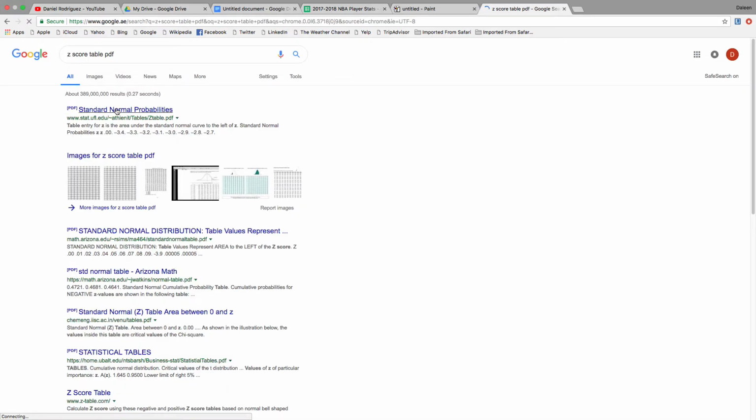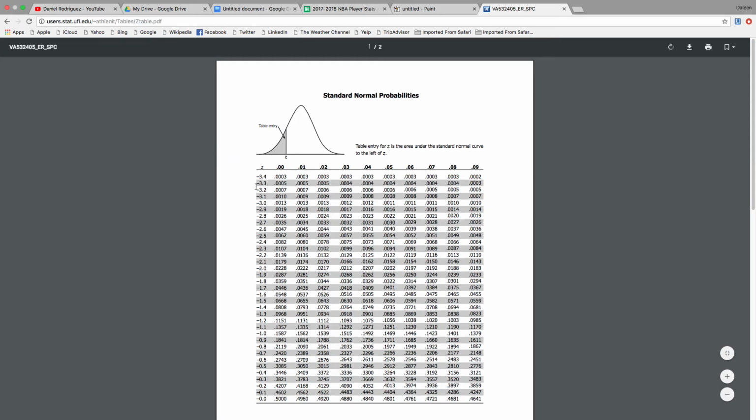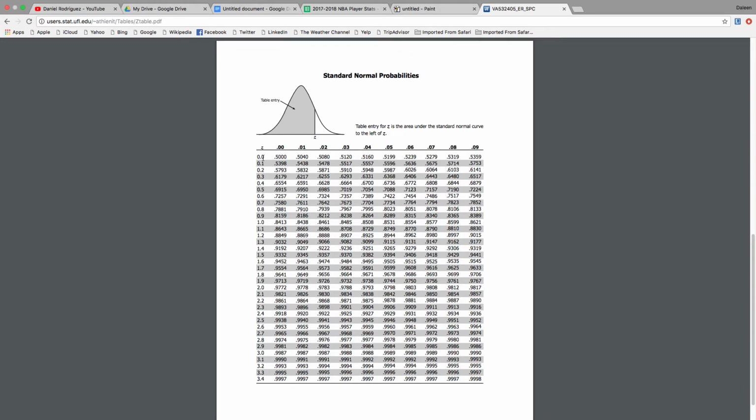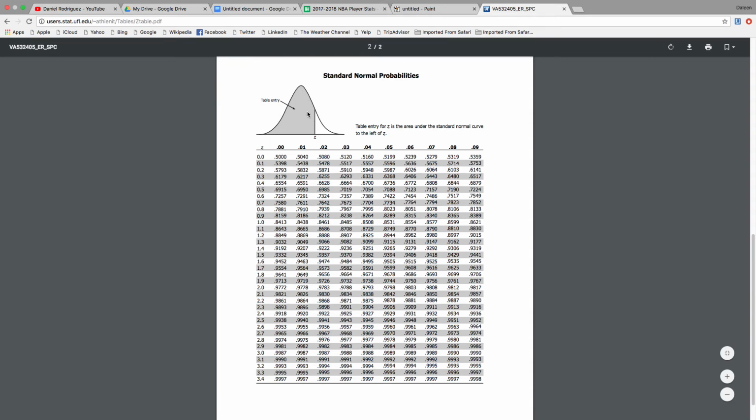So this is a z-score table. I need to find the z-score of 1.37. The z-scores all start in this first column, and you'll notice that these are all negatives. My number is positive, so I'm going to go down to the positives, and I'm looking for 1.37. So I'm going to go down to 1.3, and now I need to find the hundredth. So 1.3 is here, but 0.7 is all the way over here. So I need to find where they meet. So they meet here. This number represents the shaded area.